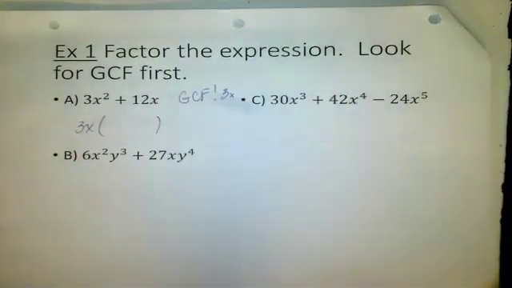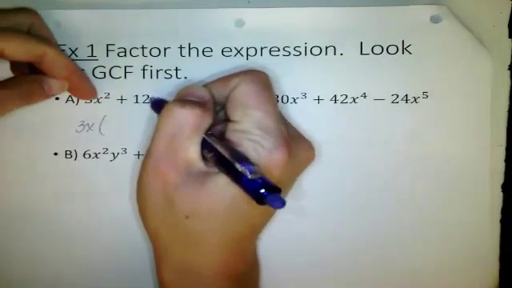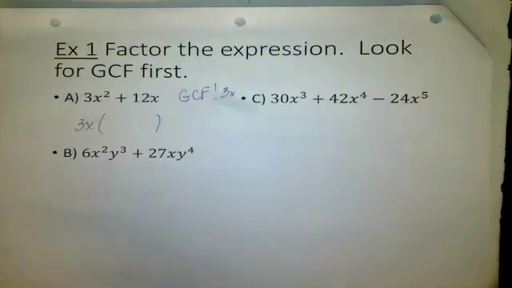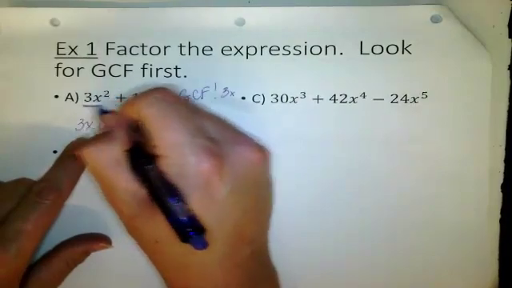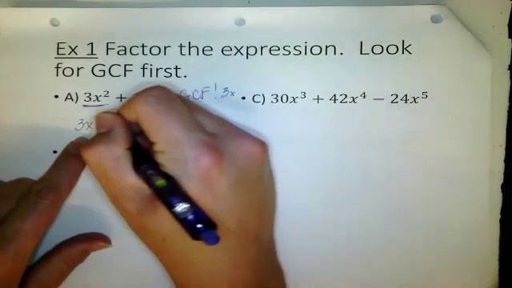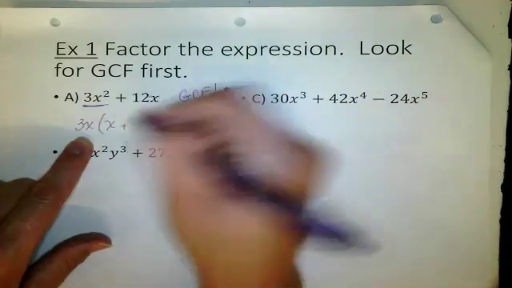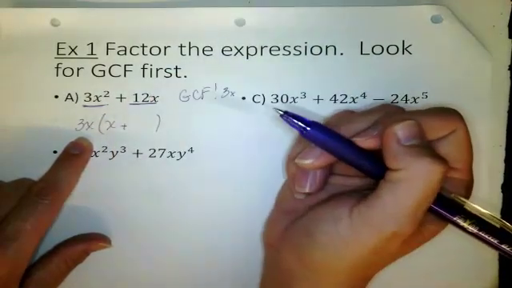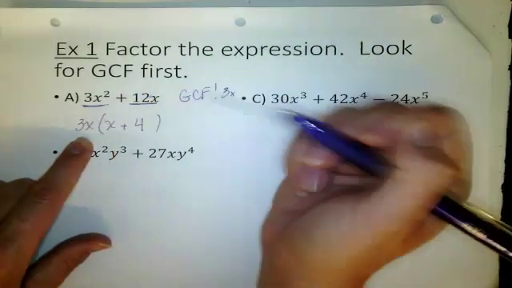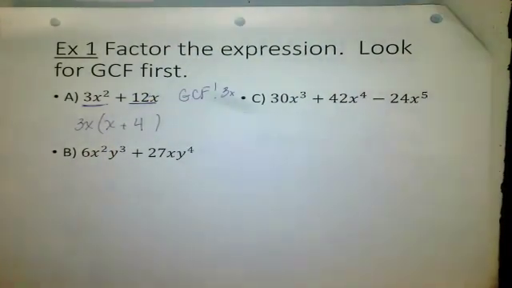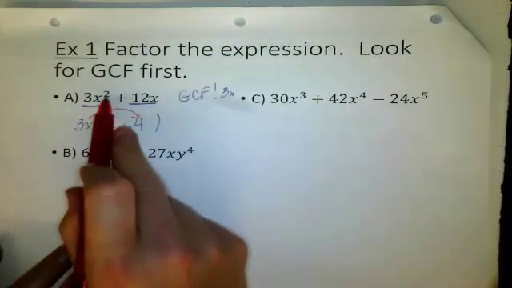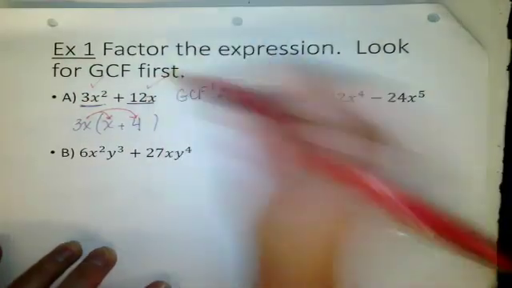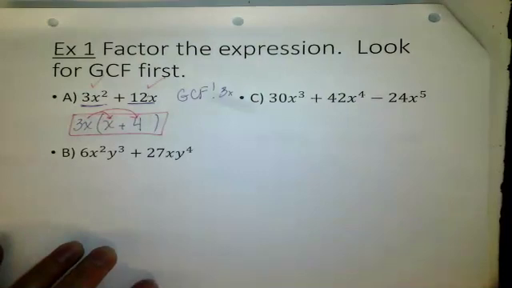So what I do is I undistribute it. I'm taking a 3x and dividing it out as opposed to multiplying it in. We're doing it in reverse. So when I take out a 3x from here, what's left behind? X. All right? When I take out a 3x from 12x, what's left behind? A 4. How do you know if you did it right? Just distribute. Okay, so 3x times x is 3x squared. 3x times 4 is 12x. This is it. This is factored. You did it.